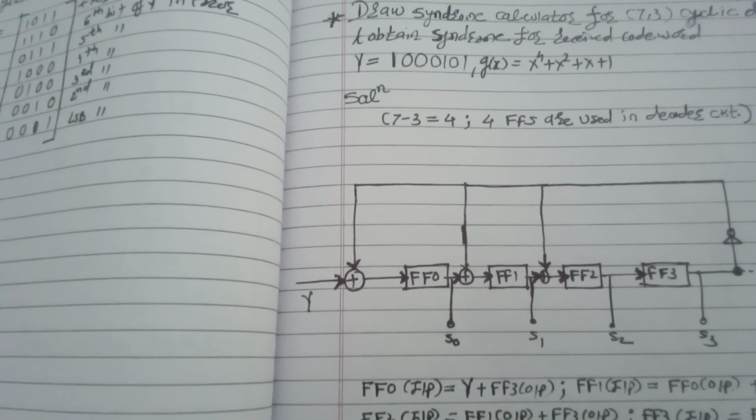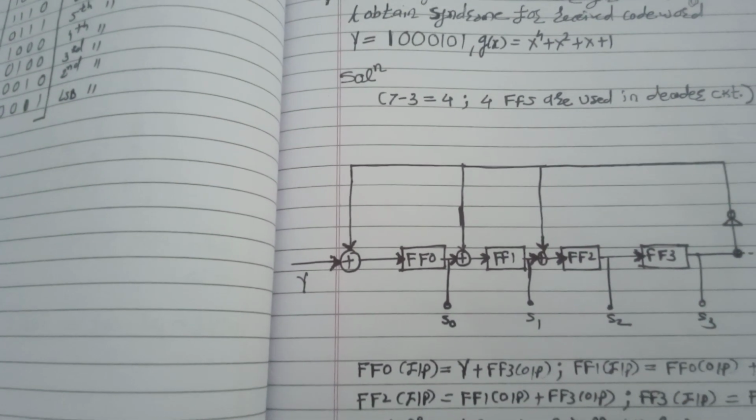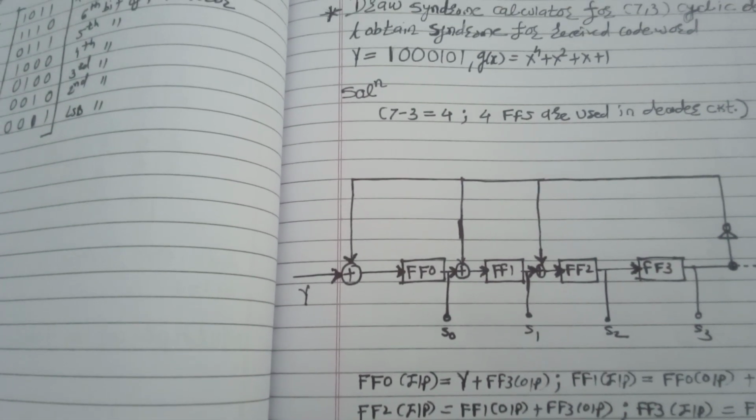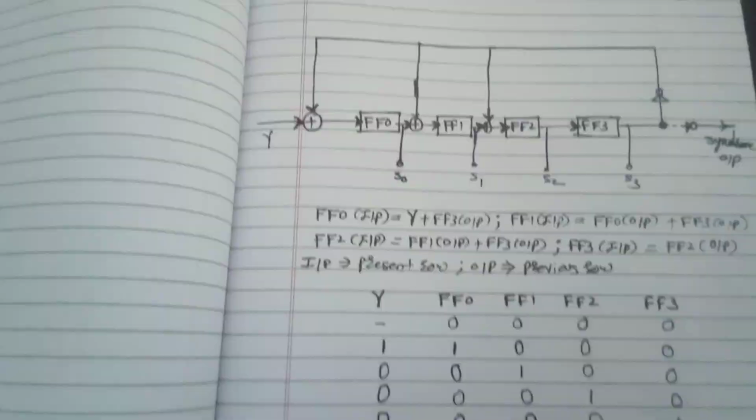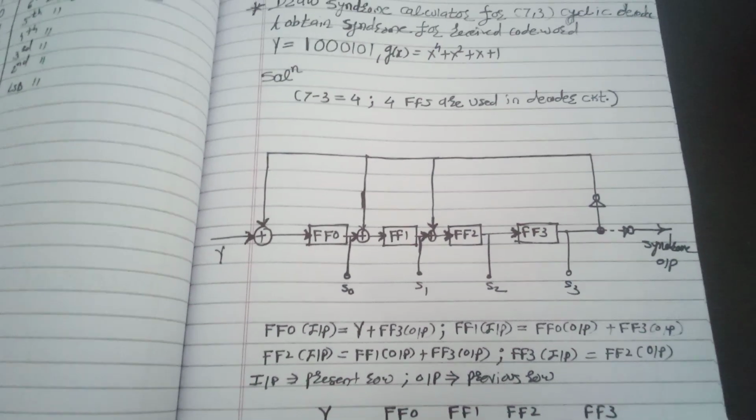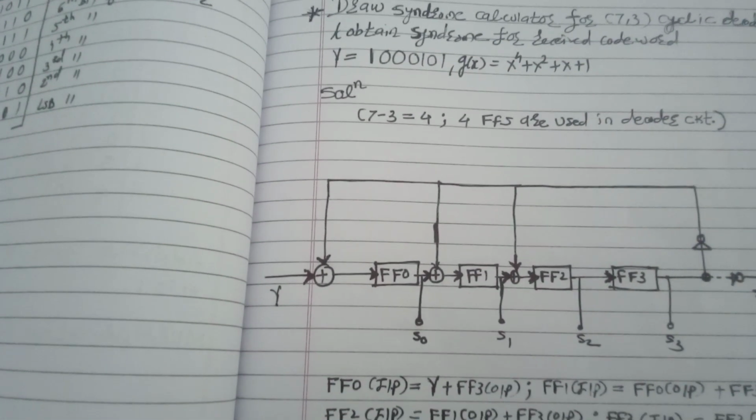So if you see that, you can solve any problem. If they have given you g(x) and they have given you y, then you can draw this circuit and also prepare this table. Cross verification is not necessary. If you have time, then only you can do the cross verification. Otherwise, that is not needed.